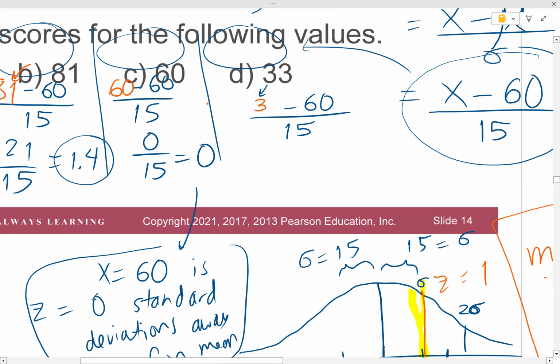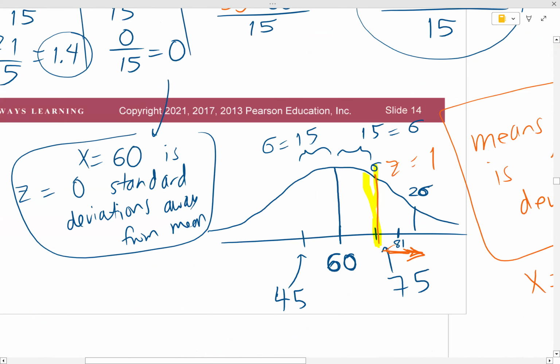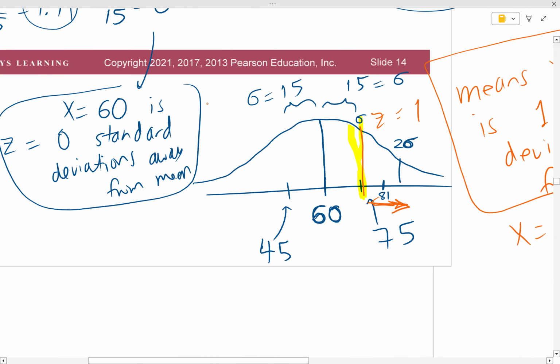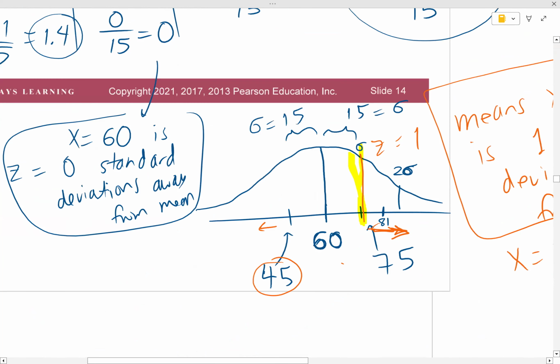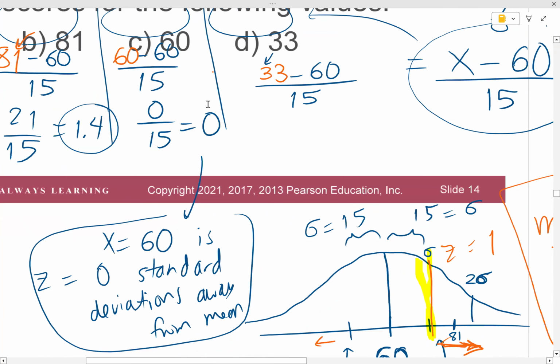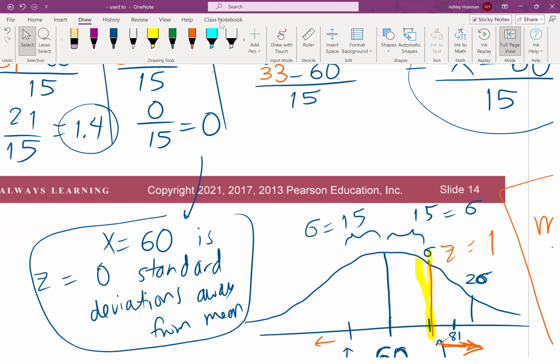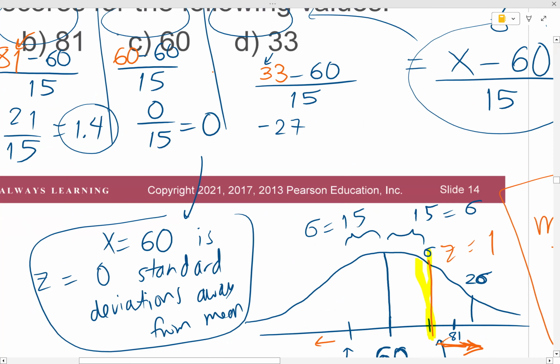Okay, how about this last one? 33. That one I'm expecting to be somewhere over here, because we said this is a data value of 45, one standard deviation away from the mean. So somewhere over here to the left, probably less than one standard deviation from the mean. Anyway, let's see what we get. 33 subtract 60 is negative 27. I have to divide that by 15. I don't have to put approximately equal to, it's exactly equal to negative 1.8.